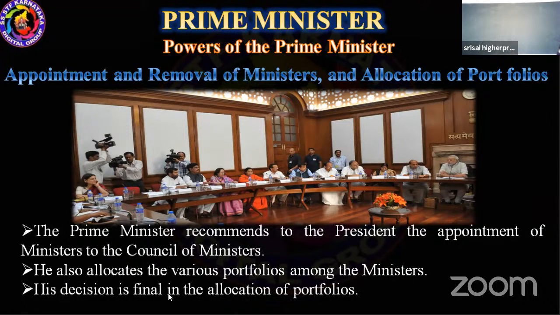His decision is final in the allocation of the portfolio. After allotting the portfolios, no one should question it. Whatever decision is taken by the PM is final there. And the elected Council of Ministers should handle the responsibility allotted.